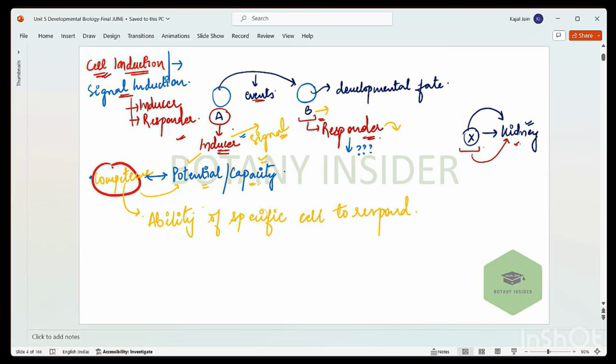This is what competence is. That is, one particular cell is providing the signal. That's one part. But is the second cell even competent enough? Whether it has the ability or the potential to respond to that particular message or signal or not, that is what competence is, right? Did you understand the two terminologies, cell induction and competence? Yes or no? These are the two terms that we have.